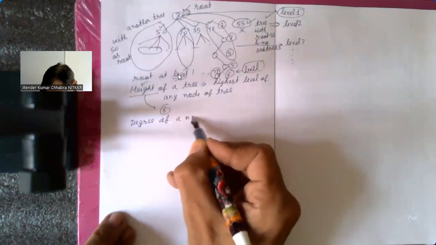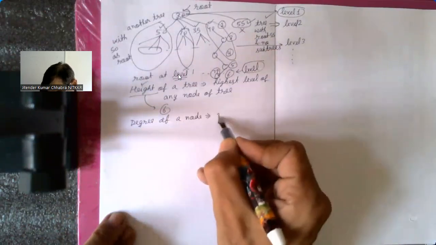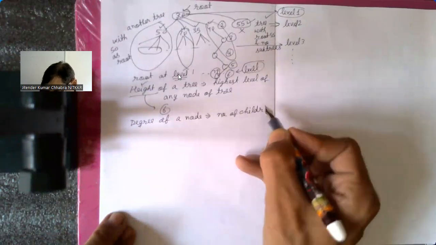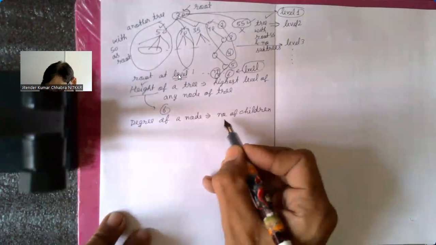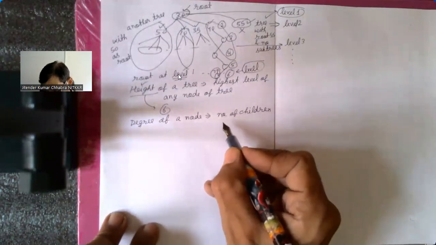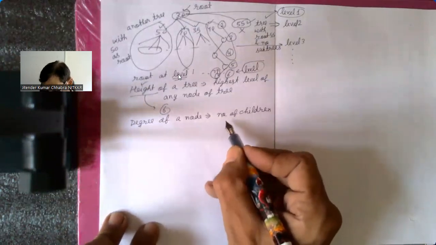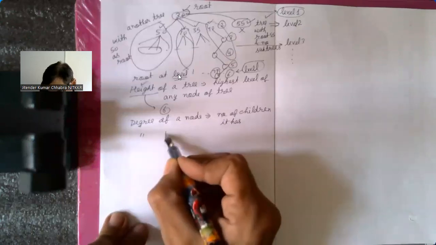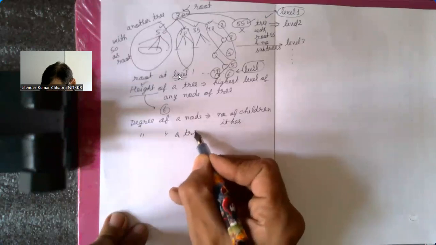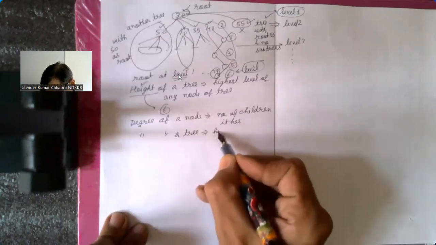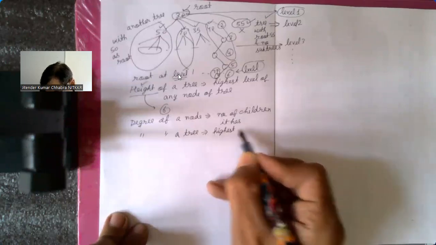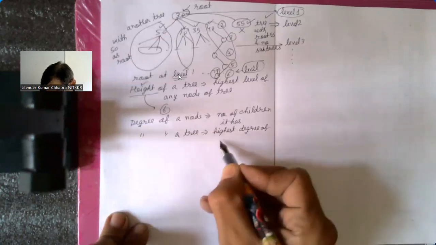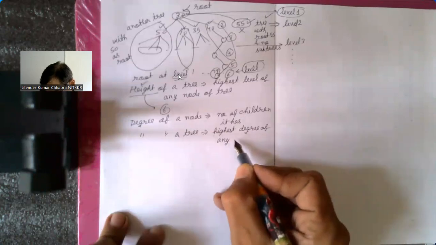Similarly, we define the degree of a node. Degree of a node means nothing but the number of children it has. So somebody might have degree 0, somebody might have degree 1, somebody might have degree 10, somebody might have degree 7, like this. And degree of the tree will be the highest degree, obviously, out of all nodes of the tree. Same way the height was defined.